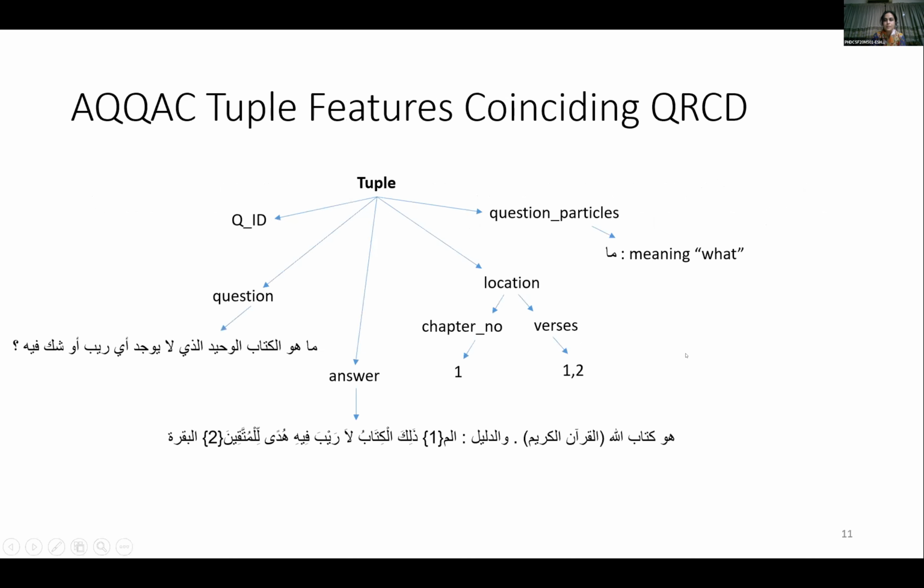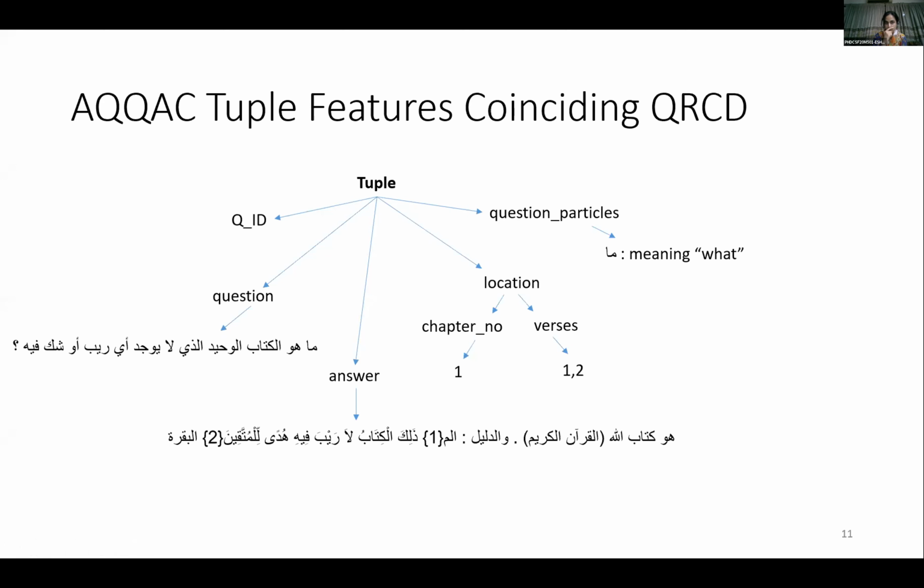So here's this tuple, as you can see. There was this question ID, the question answer, just like QRCD, and the chapter number and the verses and the question particles. Question particle is basically the property that defines the kind of interrogation the question has in it. And there were no passages given, so we had to build some.